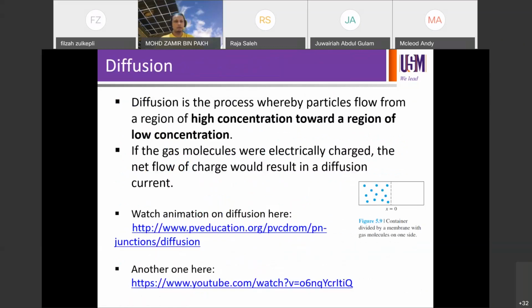So we have covered drift. So let's go through diffusion now. Diffusion is the process whereby particles flow from a region of high concentration towards a low concentration region. So just like what we discussed now, it moves from high concentration region to lower concentration, just like when you make your tea. If the gas molecules were electrically charged, the net flow of charge would result in diffusion current. So since we're talking about charges, electrons and holes, it's going to be current associated with the movement, just like the current that we get from drift of holes and electrons. The moment you have the charges, it's going to contribute to current related to its carrier transport mode. So in the first case, it was drift. So in this case, it's going to be diffusion.